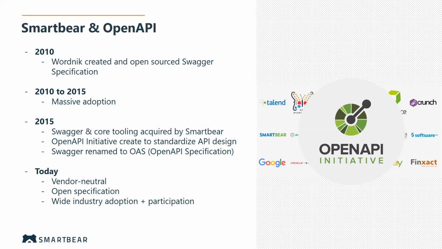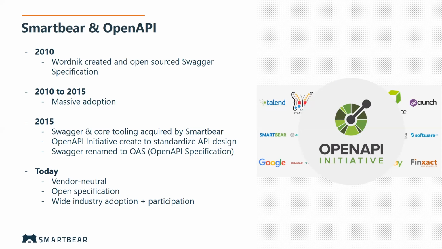It was right in 2015 that SmartBear saw the potential of the Swagger tool set and the specification, and the company acquired all of the tooling around that. As part of that, we donated the specification to the Open API Initiative. Similar to what happened recently with the GraphQL announcement from the Linux Foundation, it was donated to them, and they created this Open API Initiative. And that spawned this industry-wide participation in the initiative.